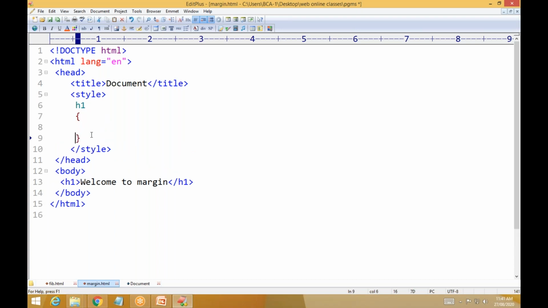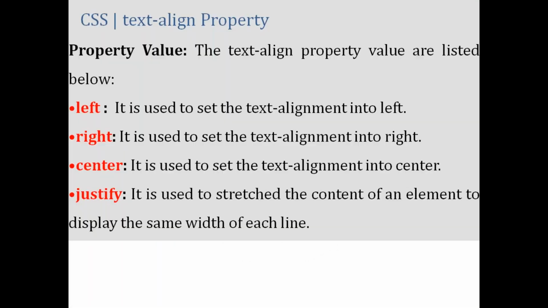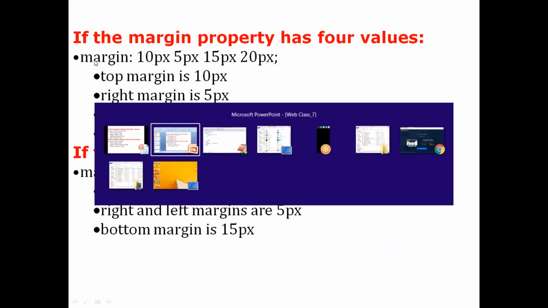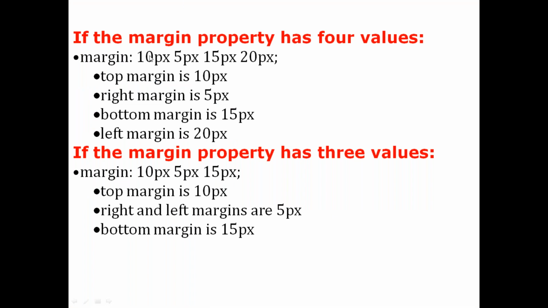Here, if you want to set the margin, you have to follow the syntax. First you write margin, then the colon. There are four values, 1 2 3 4. The first value indicates the top margin, the second indicates the right margin, the third indicates the bottom margin, and the fourth is the left margin. Those are called the margin sides.